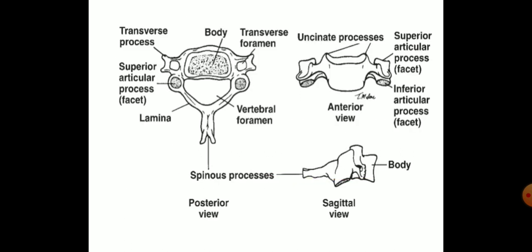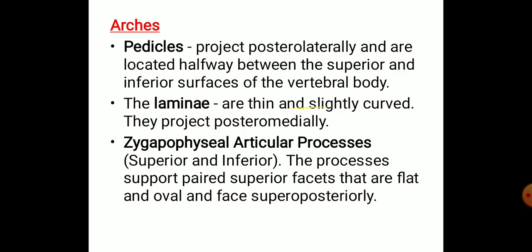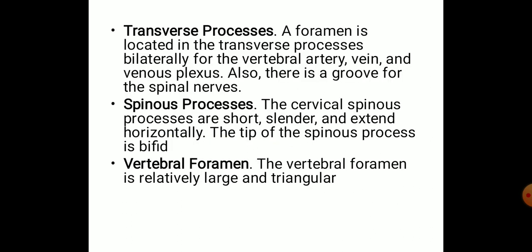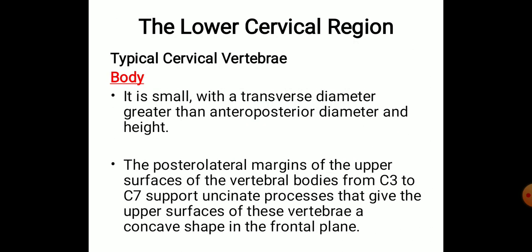So this is the thing. When we look into the body, the transverse diameter is greater than the anterior posterior diameter. There is one more thing called the uncinate process. Because of this uncinate process, the body has something like a concave structure. Those are the properties of the body.